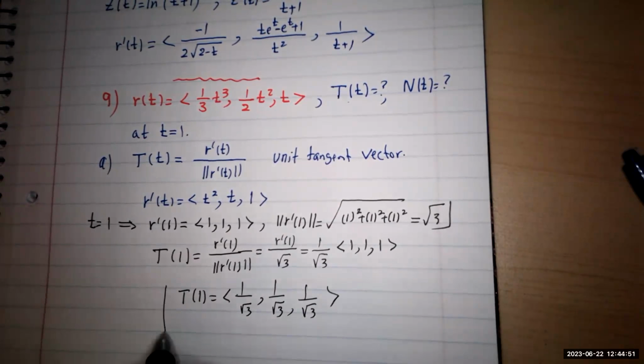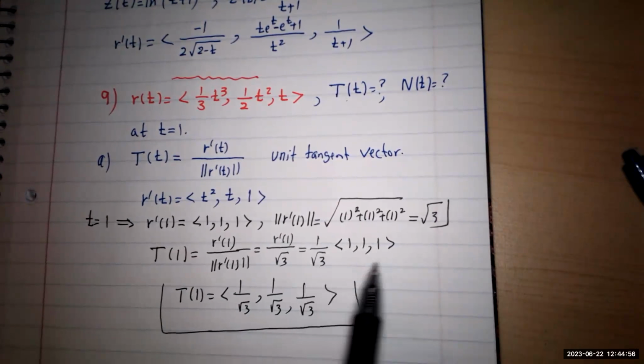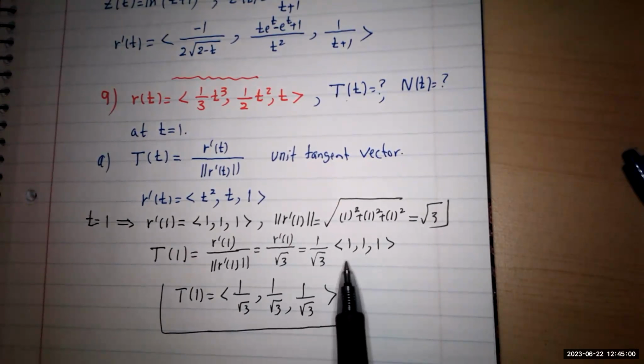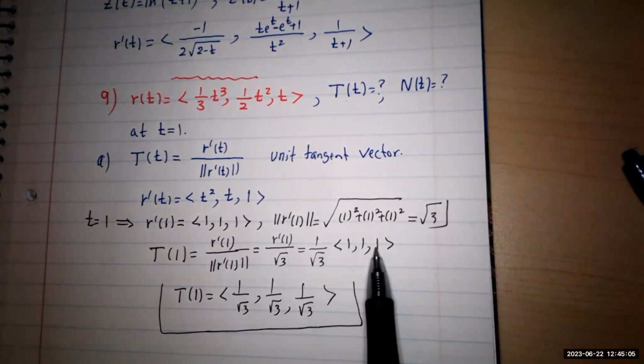That would be the final answer. You cannot leave it as is, because this is not in vector form. It is a vector, but it's a multiplication of a scalar times the vector. So the vector form is this. You have to do it.